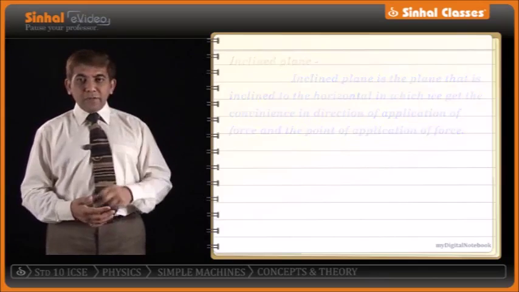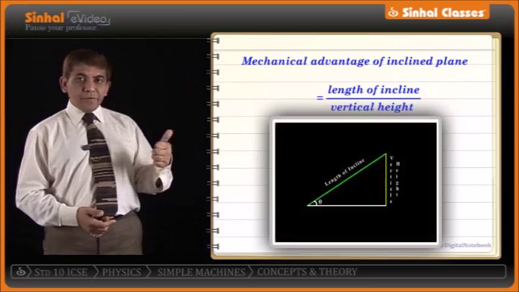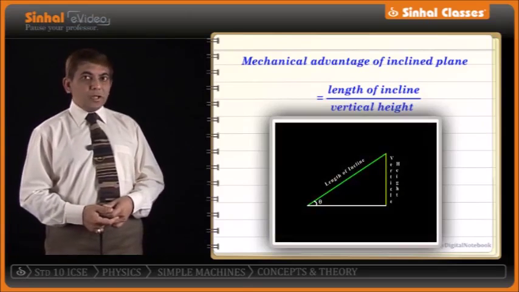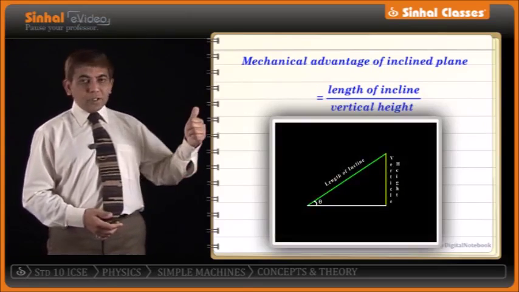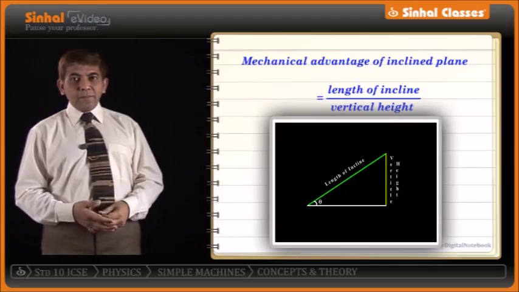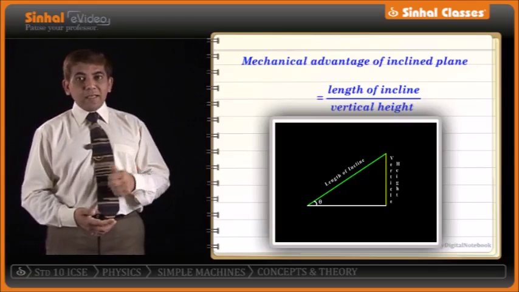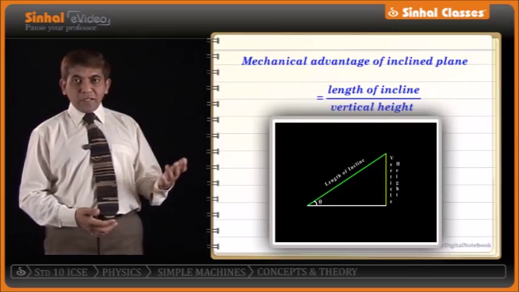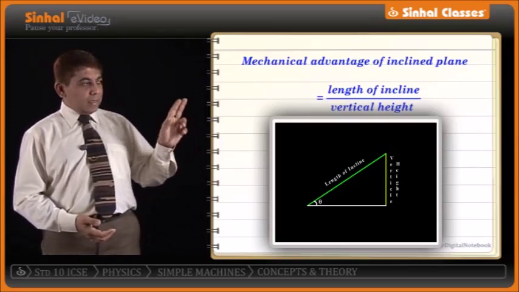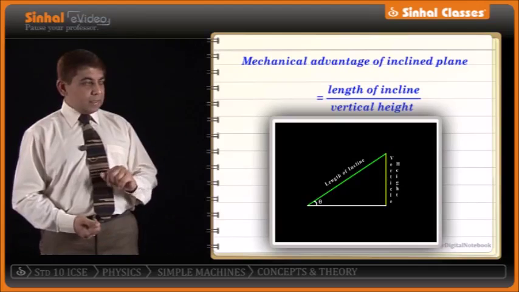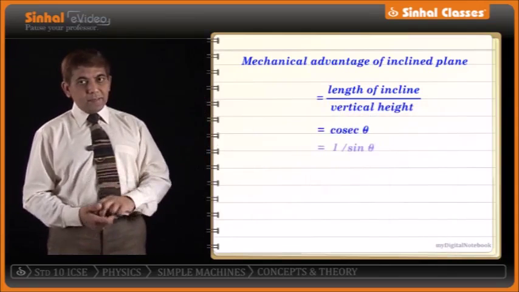The mechanical advantage for an inclined plane is length of incline upon vertical height. Length of incline upon vertical height. Length of incline as far as a right angle triangle is concerned is hypotenuse upon the opposite side. Which trigonometric ratio will give you this particular ratio? It is cosec theta. And what is cosec theta in terms of basic ratios? 1 upon sine theta. So we have mechanical advantage as length of incline upon vertical height equal to cosec theta equal to 1 upon sine theta.